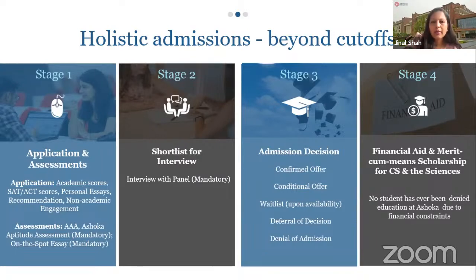So at this point, I tell students, don't self-eliminate saying, oh, I don't want to apply to Ashoka, maybe I may not be able to afford it, or I don't think I may make it to the scholarship. Take your shot, go through the 3 stages. Once you have an offer, then you come to the stage where you can apply for a FinAid or a merit cum means scholarship. I will talk a little more in depth about how you avail this. But we're very proud of the fact that, till date, no student has ever been denied education at Ashoka due to financial constraints.